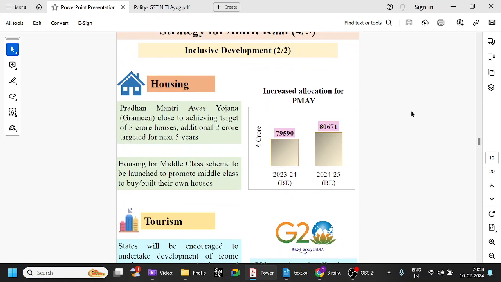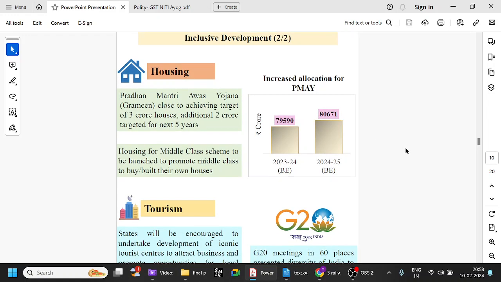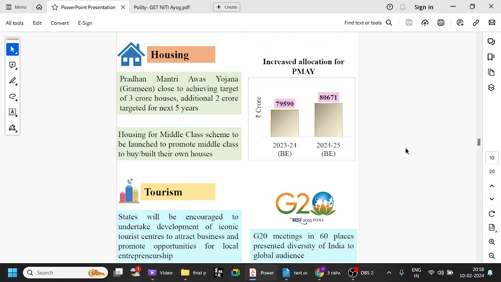Here also, you can see there has been a slight increase in allocation of Pradhan Mantri Awas Yojana, which achieved the target of 3 crore, etc. So, whatever you can remember. Generally, remember the trend. There has been an increase in allocation.